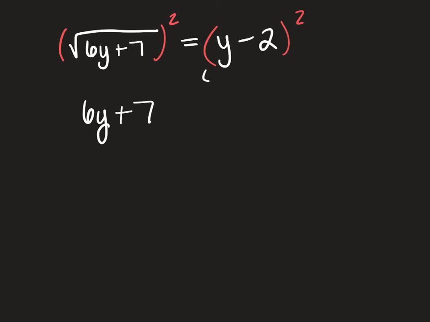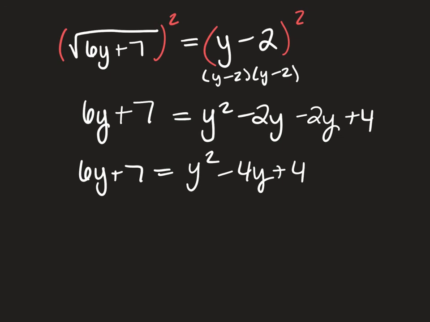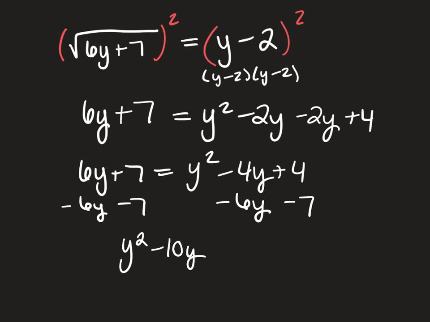And on the right, we technically have to FOIL that. I always have to write it out or else I get messed up in my head. So that's going to be y squared minus 2y minus another 2y plus 4. So that's going to simplify down to y squared minus 4y plus 4. Then we have to move our 6y and our 7 over. So then we get y squared minus 10y minus 3 equals 0.